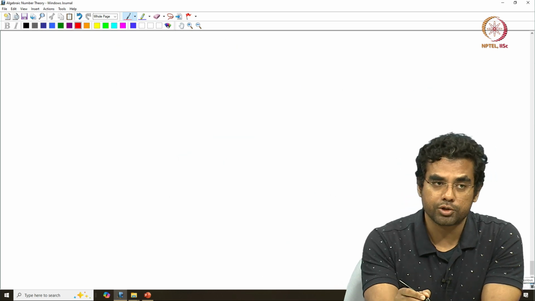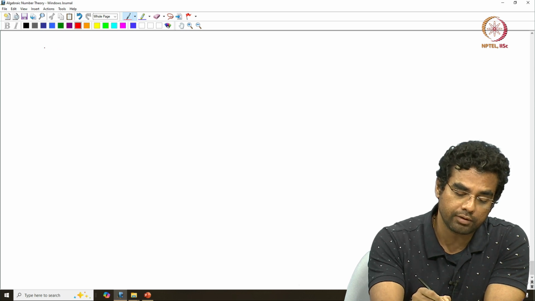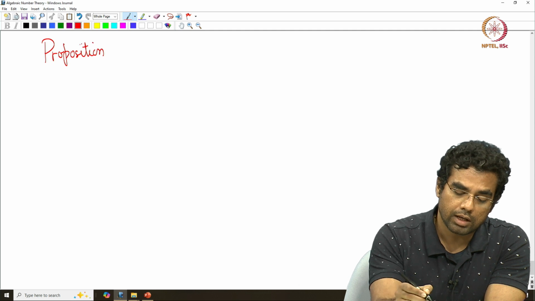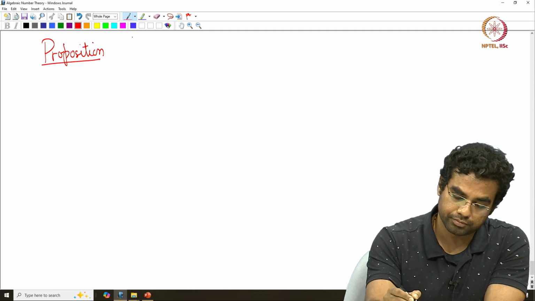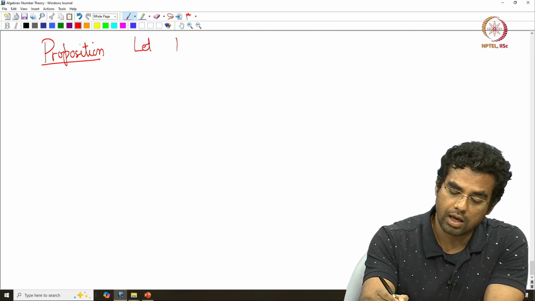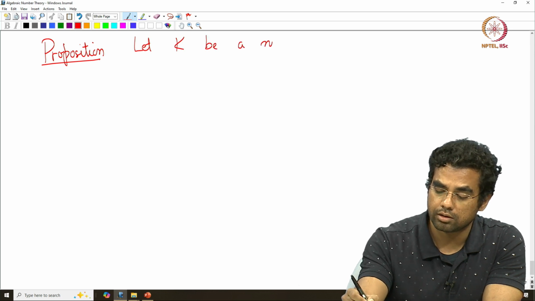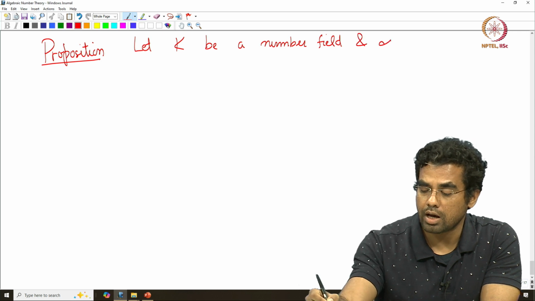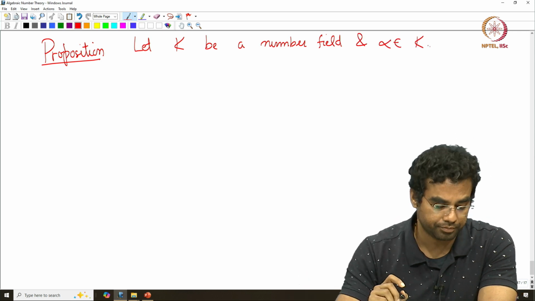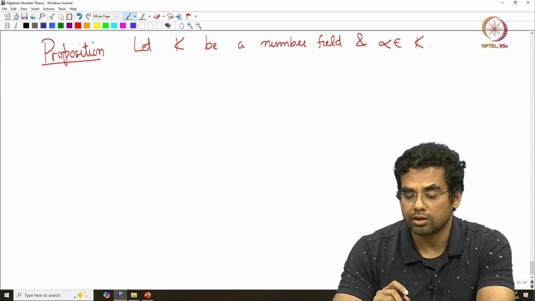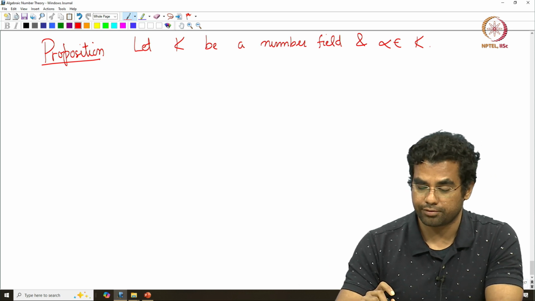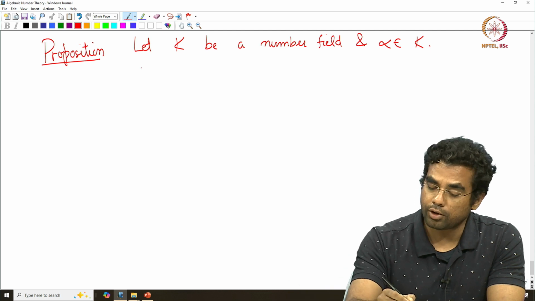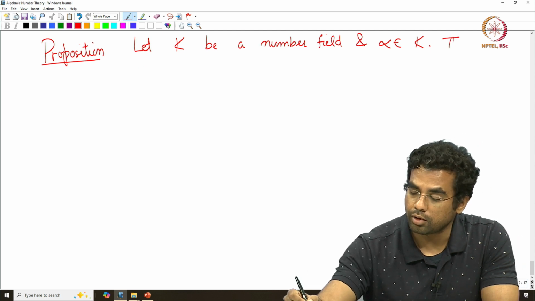So, let us prove a proposition that gives you various equivalent ways of thinking about algebraic integers. So, let k be a number field and alpha be an element of k. I can always talk about just Q bar, let alpha be in Q bar, but anyway let us do the following. Then the following are equivalent.